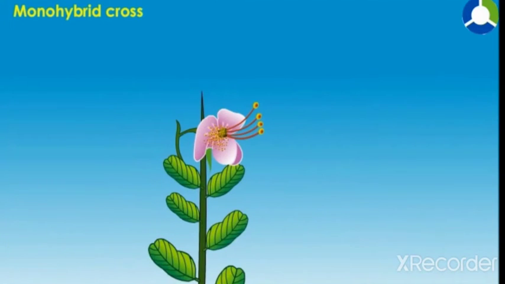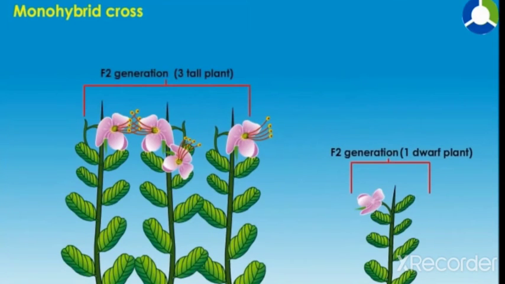In the next step, Mendel allowed the F1 generation plants to self-pollinate. So F1 generation plants pollinate with F1 generation plants, so self-pollination occurs in this case. As a result, the plants formed are called F2 generation plants. So the second generation, or F2 generation, includes 3 tall plants and 1 dwarf plant. So 3 plants are tall in size and only 1 plant is small in size.